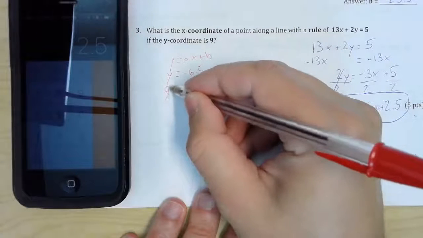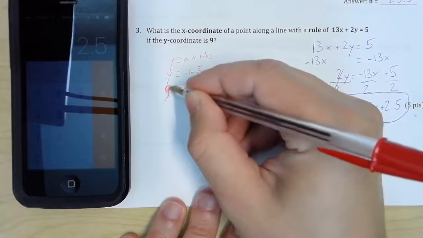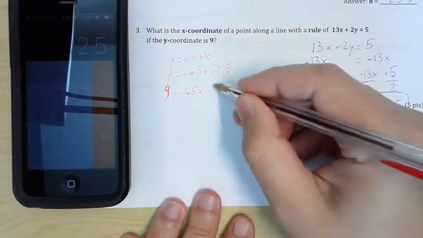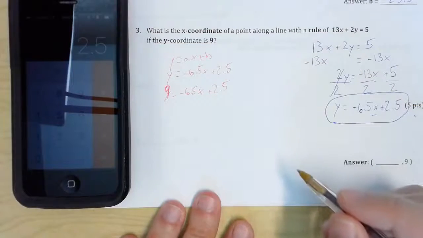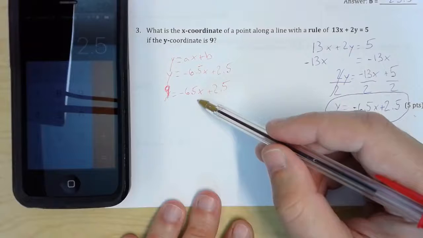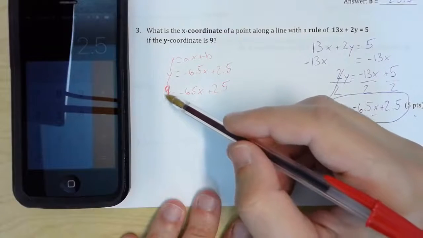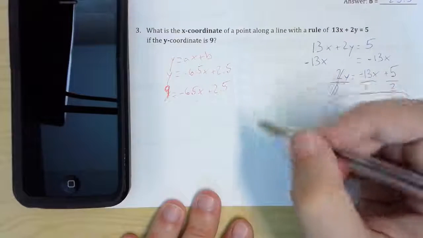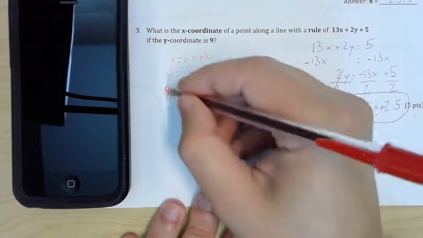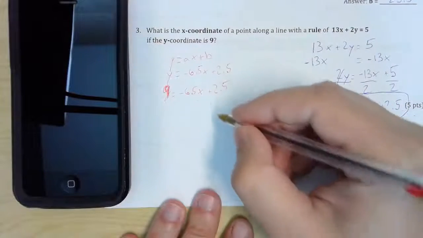Never mind that. We do know what our y is. Sorry, I froze there. It's 9. We don't know what our x is. And we have 2.5. So now, we want to make sure that we have our x isolated on this side and we have our number on the left. So this is what we're going to do. We want to get rid of this 2.5 first and throw it on the other side.